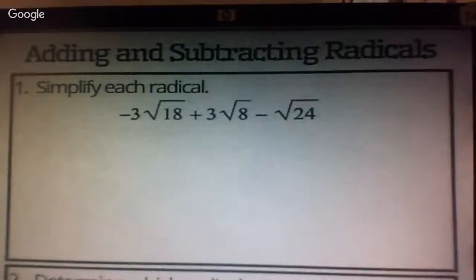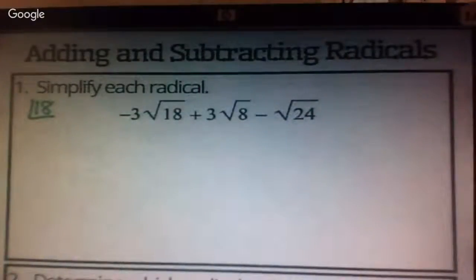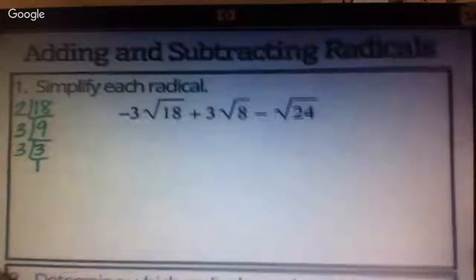Okay, so they want me to break down the square root of 18. So we need to break down 18 first. Sorry, I hate the factor tree. I'm going to do this. So 18 is divisible by 2, which leaves me with 9. 3 leaves me with 3. And 3 finally leaves me with 1.